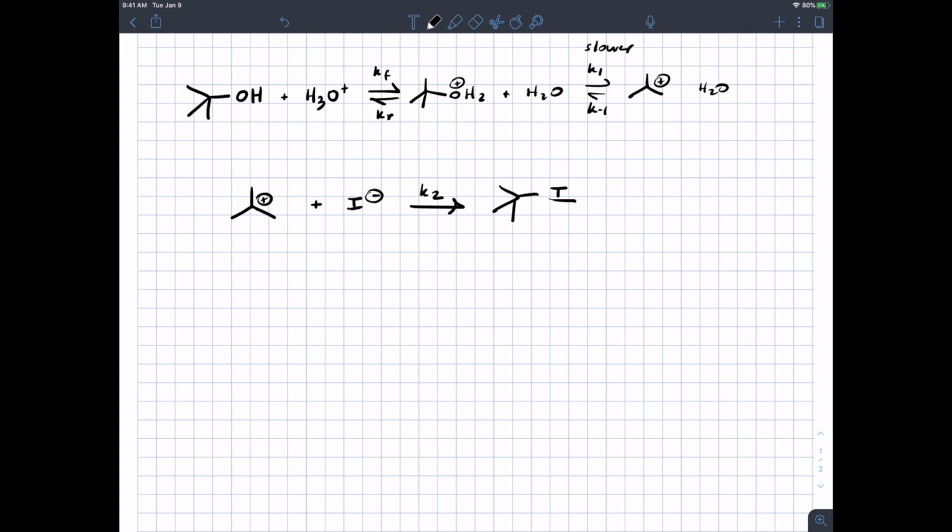But we want to reflect the fact that this is a high energy intermediate and we're going to use the steady state approximation. Okay, so you start out at the end. We'll call this the product. The appearance of that product depends on rate constant k2 times the concentration of iodide times the concentration of your carbocation. All right, that's fairly straightforward.